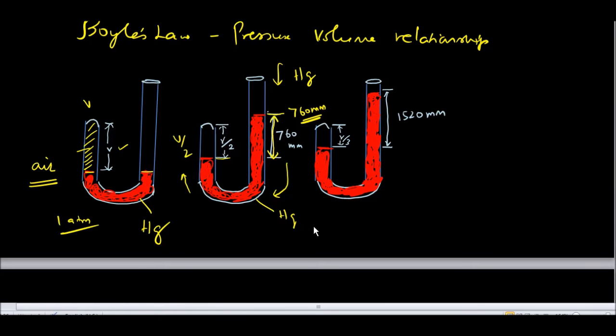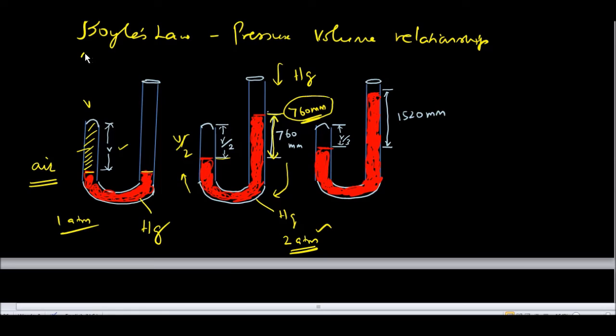Now there is a pressure difference. We are increasing the amount of mercury, so the level differs by 760, and we can say that now the pressure inside the tube is 2 atmospheres. It is getting doubled. So when the pressure is doubled, the volume becomes half of the original volume. It clearly shows that when the pressure increases, volume decreases.